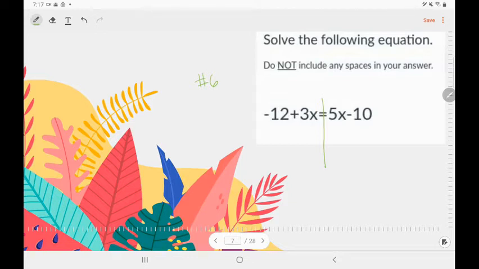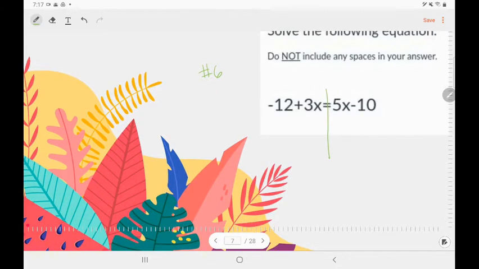On the last problem, I was able to just combine them, but they were on the same side. This equal sign acts as a barrier, as a wall. And in order to move something across the wall, instead of just combining them, I have to get rid of it on one side and add it to the other. So when I have a variable on both sides, my first step is to decide one side is going to be the variable side and one side is going to be the number side.